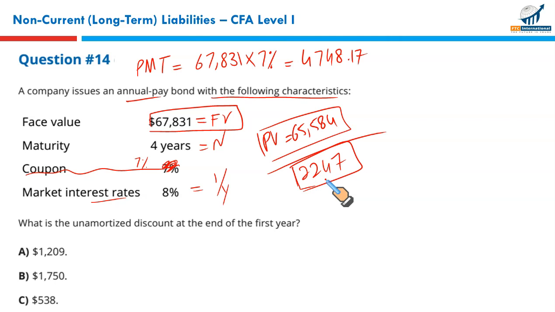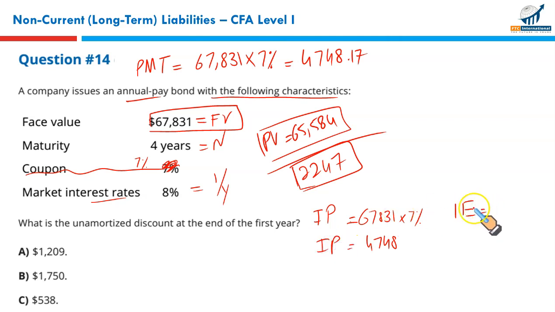Now we will calculate two things: the interest paid and the interest expense. How do we calculate interest paid? Interest paid is calculated on face value, 67831 multiplied by the coupon. This is the interest payment. 67831 multiplied by 7% is 4748 for the first year.